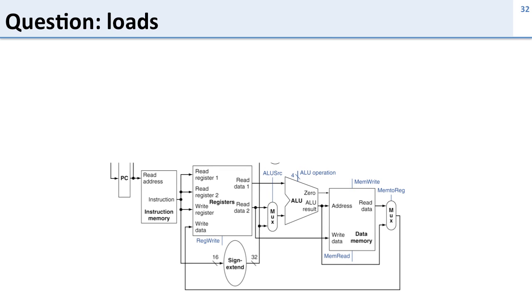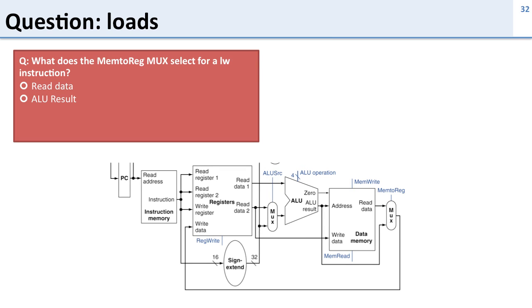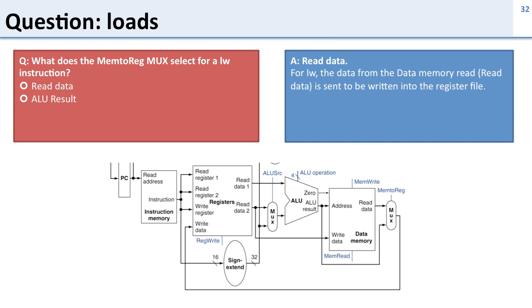So a question about loads. What does the mem2reg MUX select for a load word instruction? This is the MUX coming out of the memory. What does it select? Well, in this case, it's going to select the read data from the memory. Because we're doing a load word, we want the data to come from the memory and get written back into the register file. So we're going to select the data memory.